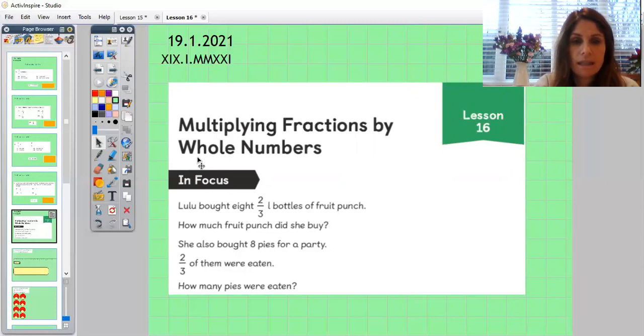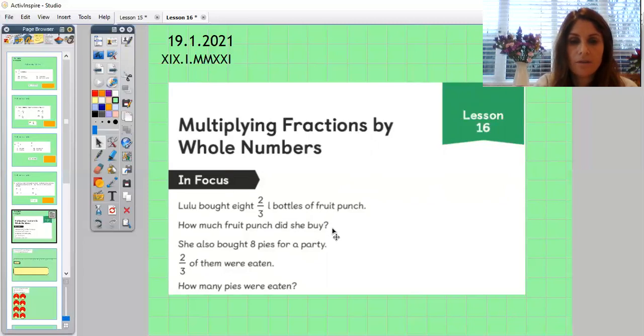Well, we're going to split this up into 2 parts. So that's what I want you to do to start off with, because actually there's 2 different things here for us to think about. So just start with, Lulu bought 8 2/3 of a litre bottles of fruit punch. How much fruit punch did she buy? So pause the video and have a crack at that now.